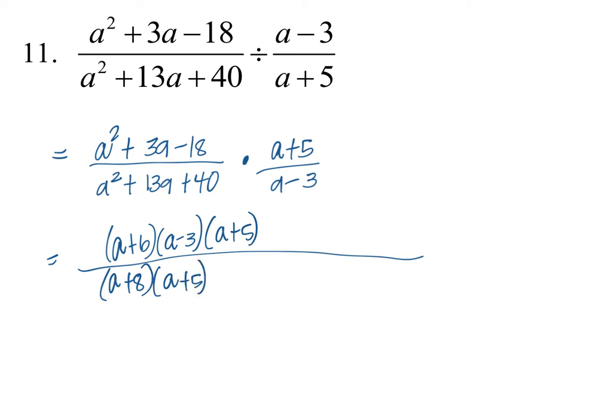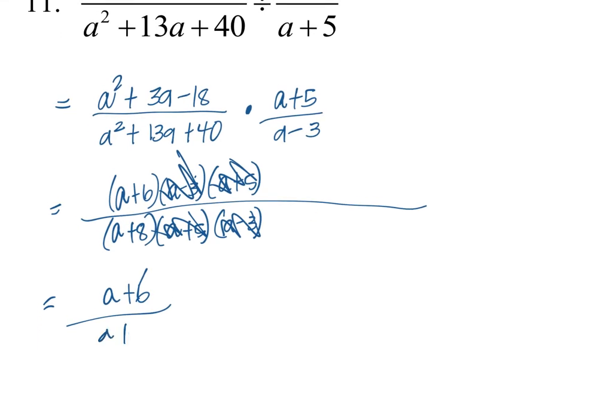And then we have the a minus 3 right here. So a minus 3 cancels. A plus 5 cancels, and that's it. So we're left with a plus 6 divided by a plus 8.